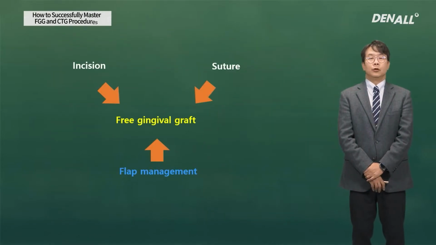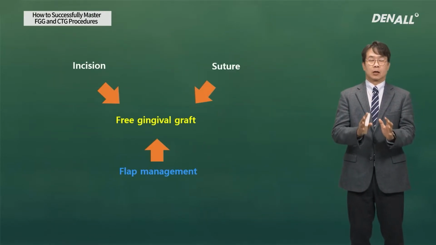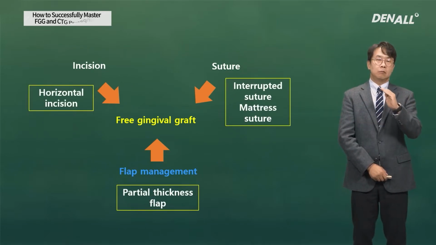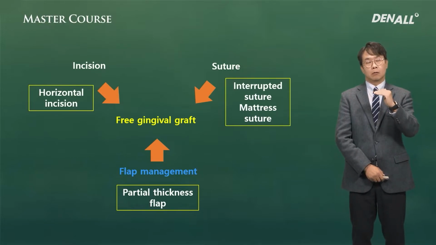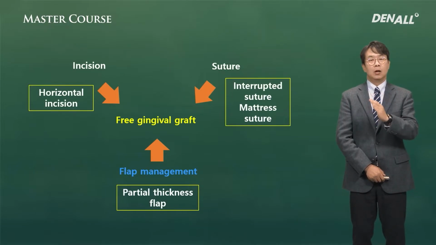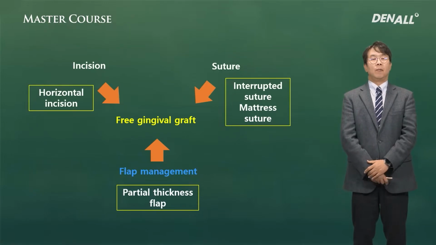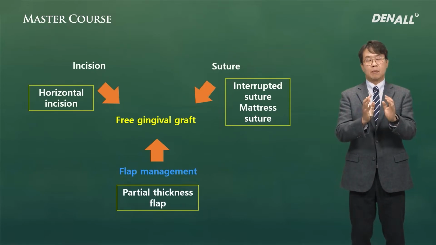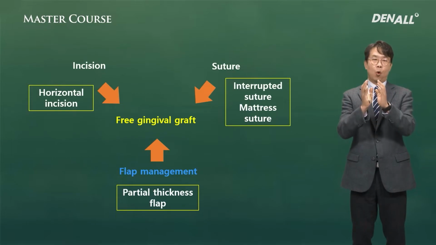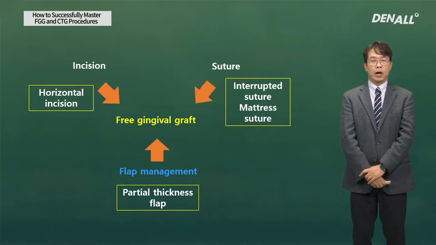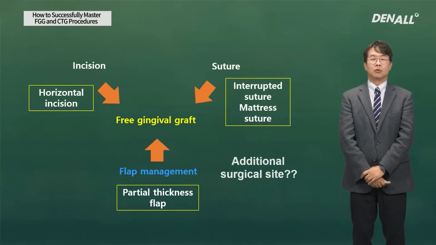For the free gingival graft, in terms of incision, suture, and flap management: in the recipient site, a horizontal incision is made; for flap management, a partial thickness flap is used; for suturing, a circumferential suture, a kind of matrix suture, or interrupted suture is used to fix the graft. As I said before, incision, flap management, and suture, you need to understand what approaches can be utilized for each, then you'll be able to do it properly.